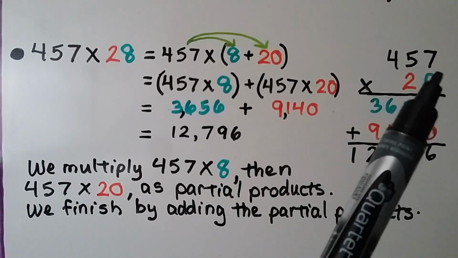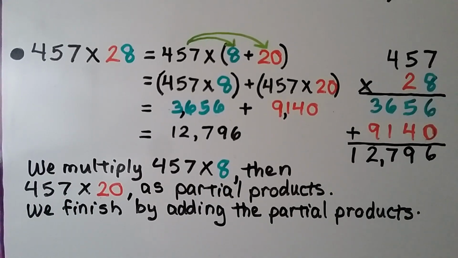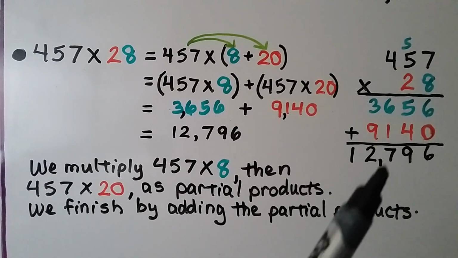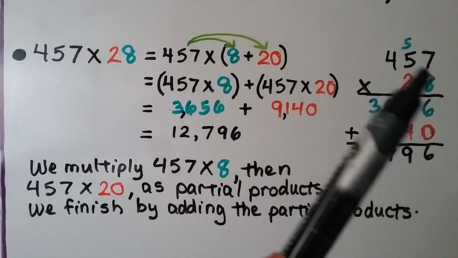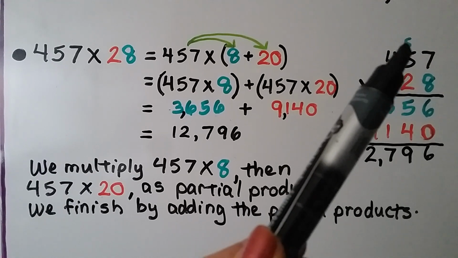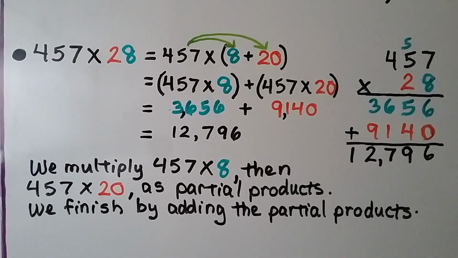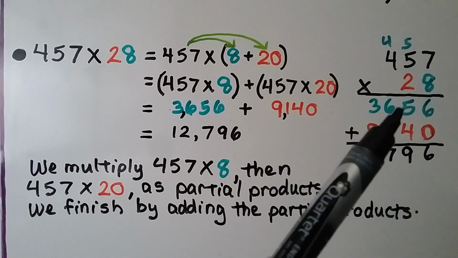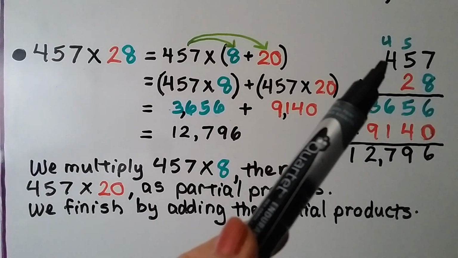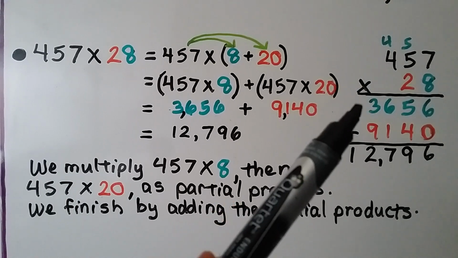We start with the ones. 8 times 7 is 56. We regroup the 5 and put the 6 down here. Then we do 8 times 5, which is 40, plus 5 more. That would be 45. We regroup the 4 and write the 5 down here. Then we do 8 times 4 is 32, plus 4 more is 36.